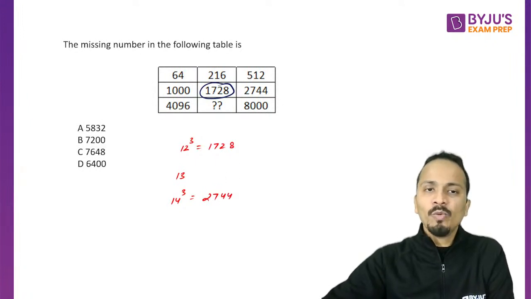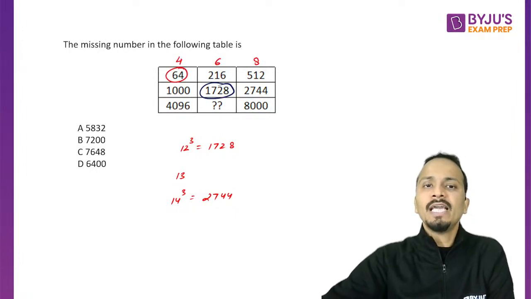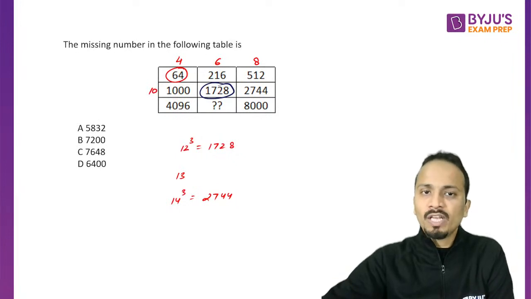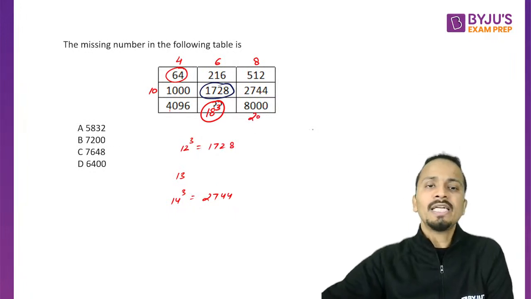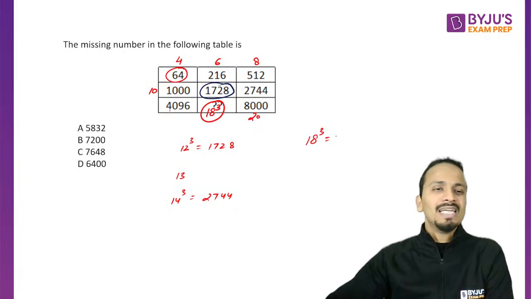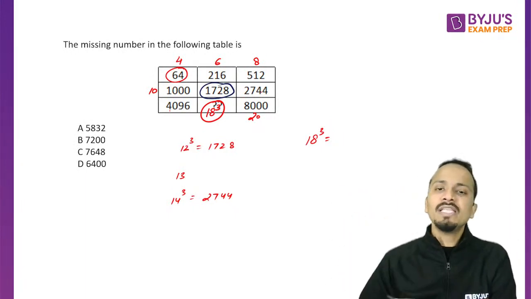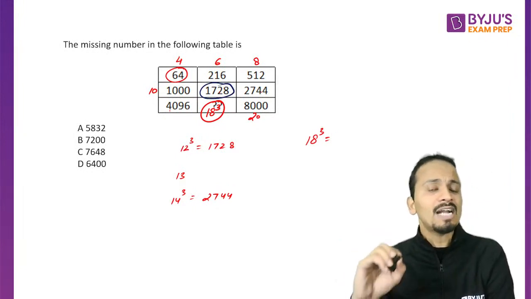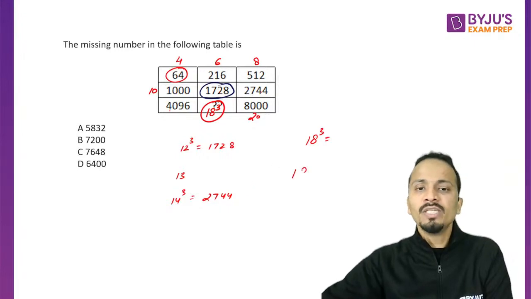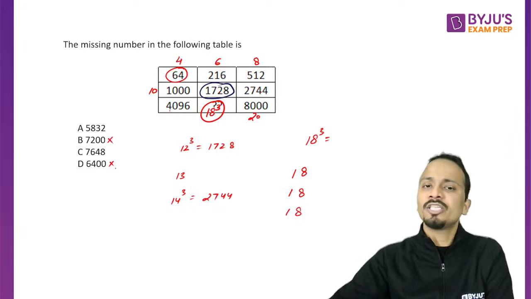If you convert all these numbers into their cubes, this is 4 cube, 6 cube, 8 cube, 10 cube, then 12, 14, 16. So at the place of the question mark, the value to be filled is 18 cube, and finally it is the cube of 20. So the correct answer will be 18 cube. There is no need to find the exact value of 18 cube. You can just look at the unit digits, because obviously 0 cannot be the unit digit of 18 cube.